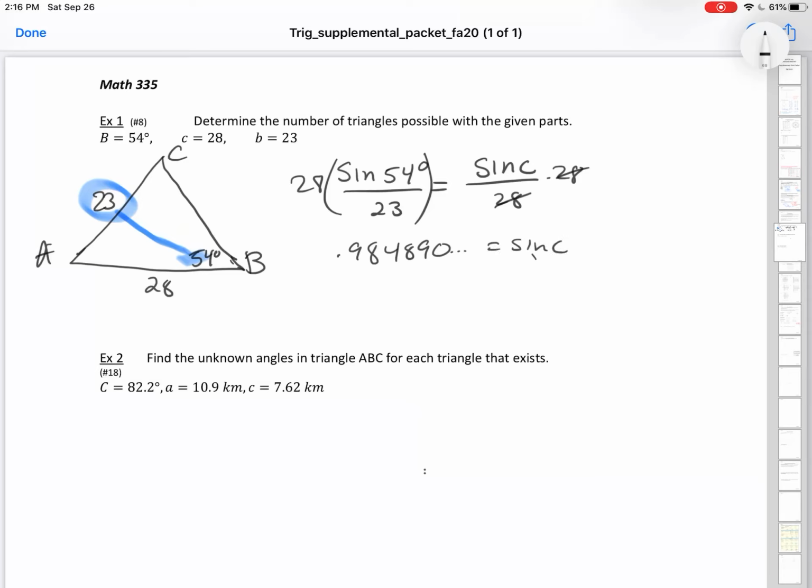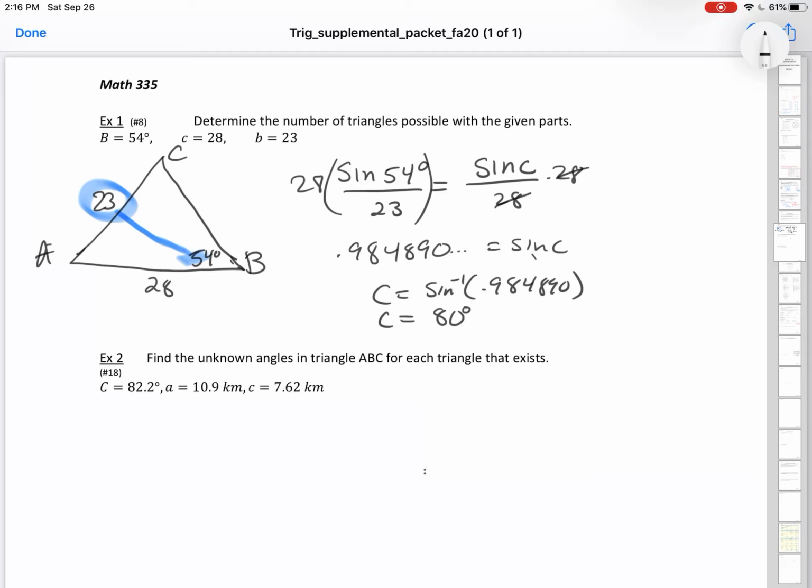Now, that's good. That means we have at least one solution because that is possible for sine C to be. You remember that sines lie between -1 and 1. So we have at least one triangle. Let's take the sine inverse of that answer. So C is going to be equal to the sine inverse of that previous answer of 0.98480. And what comes out for C in my calculator is 80.02. So I'll just say 80 degrees.